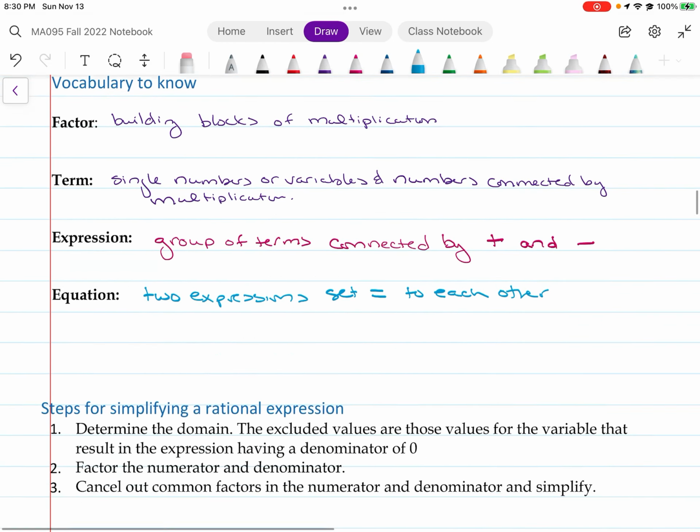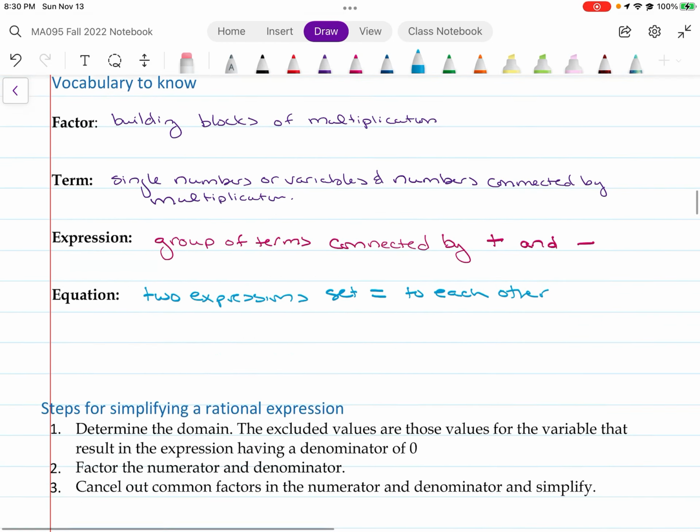Okay, so we're going to simplify some rational expressions. First you need to determine the domain. The excluded values are those values that are going to make the denominator 0. Then we're going to factor the numerator and the denominator, and then cancel out common factors, just like we do with fractions. Nothing different, except we have to factor. The hint here says simplify and state the domain. Find the domain before you simplify.